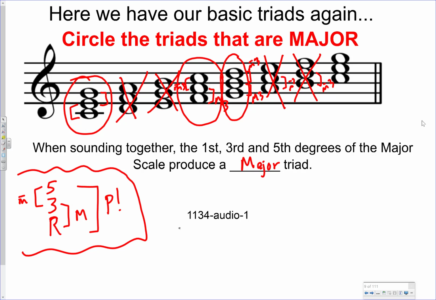And finally, we end how we started, with our tonic triad an octave higher. C to E is a major third. E to G is a minor third. I can circle that one. So, hopefully you did well identifying the major triads. Let's move on.